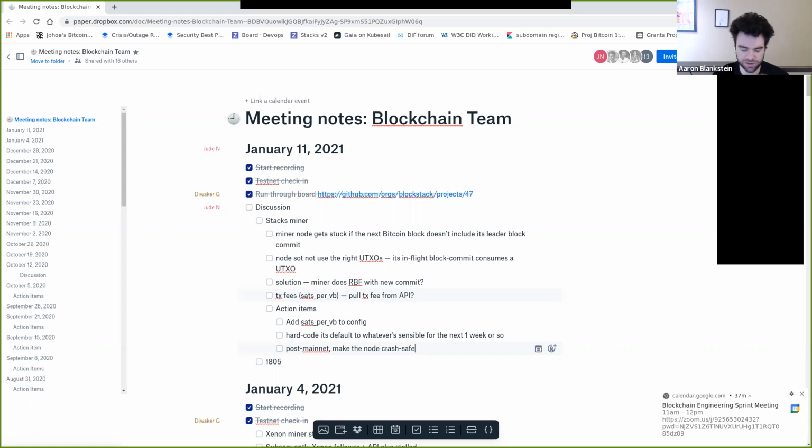So Ludo, I think that the issue you're discussing is that the miner node gets stuck if its only UTXO is permanently pending. The way to solve that problem for miners is to try to replace that transaction by fee. And I think that will add so much complexity to the Neon node that I don't think we should be trying to achieve that.